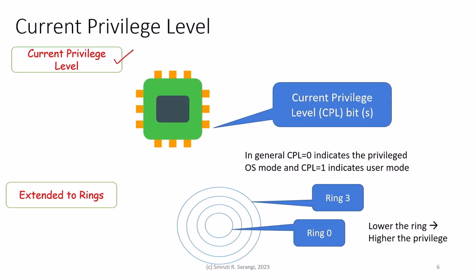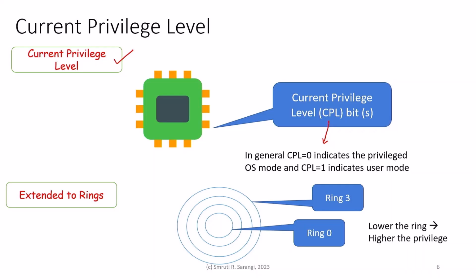So what we will do is use the notion of the current privilege level. In earlier processors, the current privilege level was either privileged, which means it can run the OS, or not privileged, which means it is running a regular application program. So there was a CPL bit in the hardware where CPL equal to 0 indicated privileged mode, which means it's running the OS.